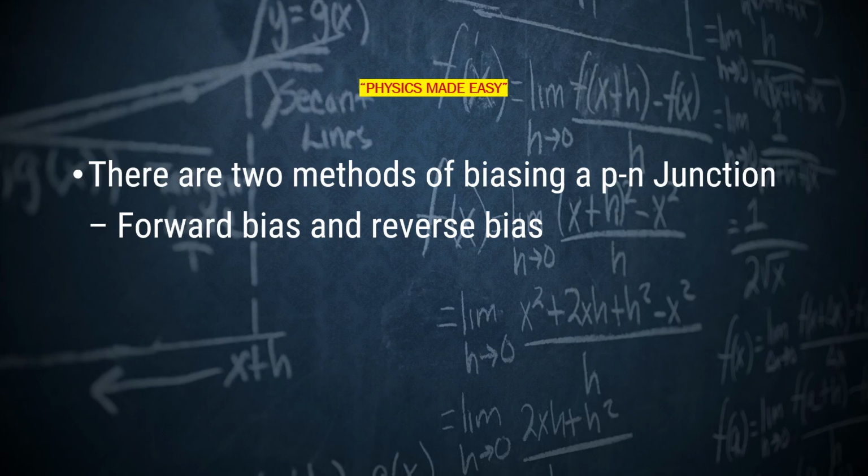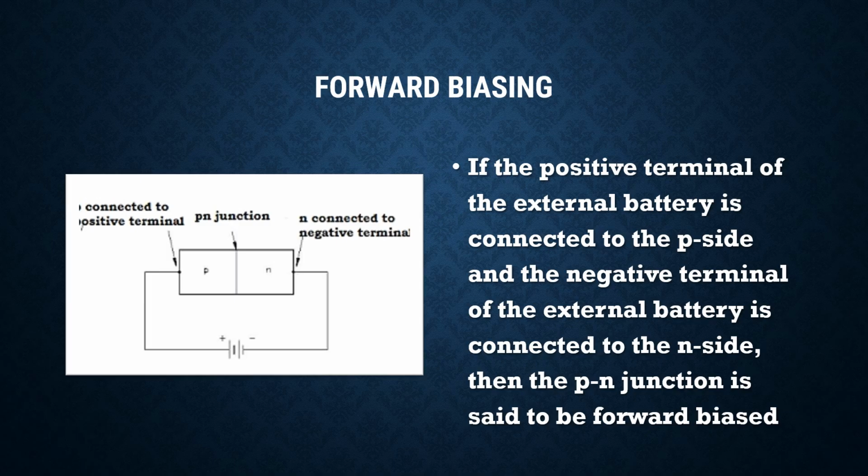There are two methods of biasing a p-n junction. First one, forward biasing. Second is reverse biasing. Forward biasing is done when we join an external battery to the p-n diode. Then the positive terminal of the external battery is connected to the P side or the hole side, and the negative terminal of the external battery is connected to the N side or the electron side.